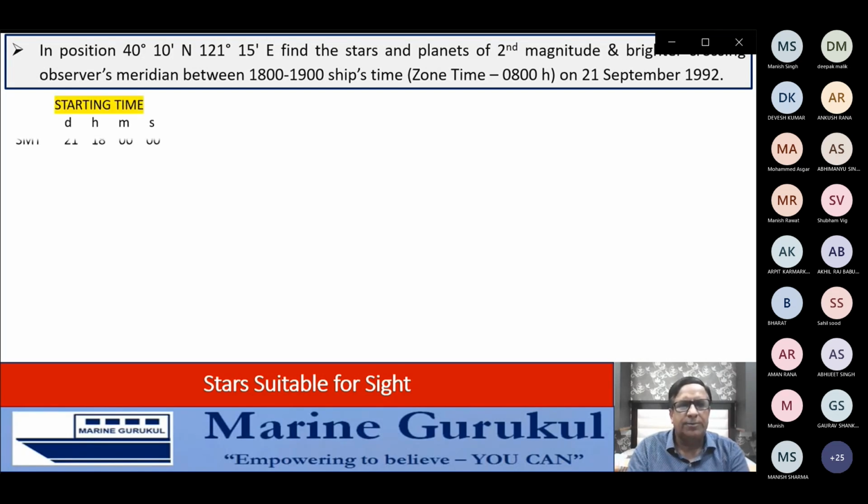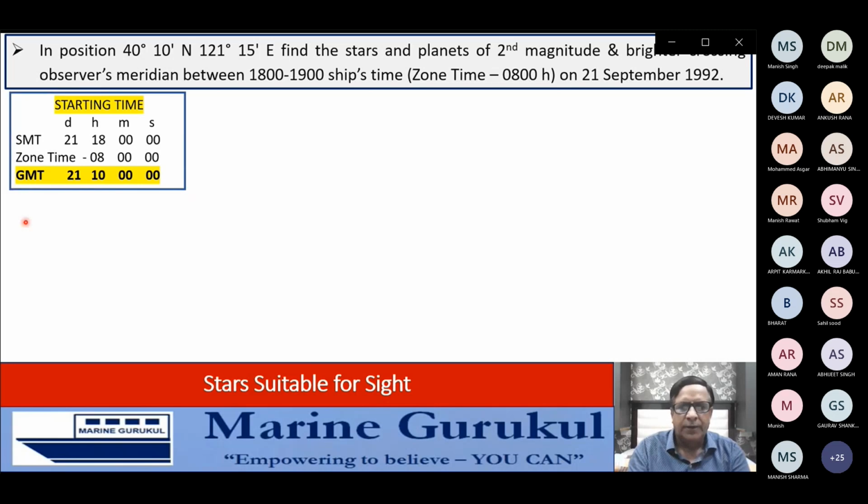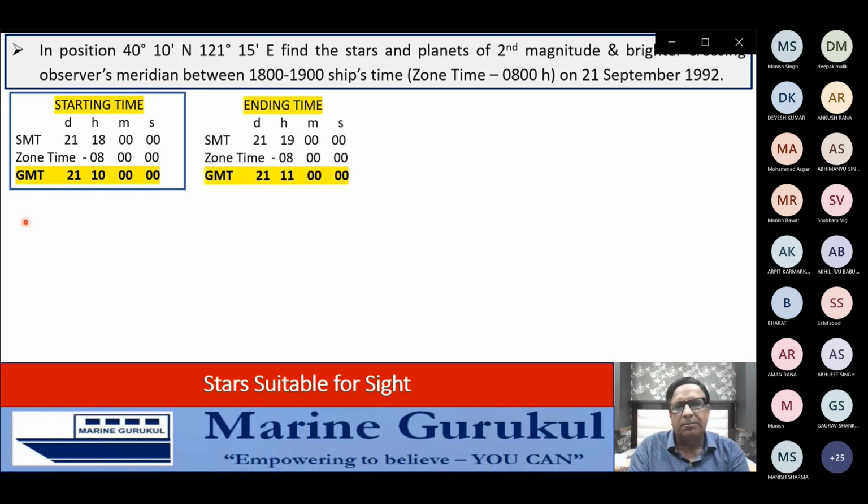So the starting time, ship's mean time, is 21st day, 18 hours. Zone time -8, and we get GMT, longitude is not needed here, 21st day, 10 hours, 0 minutes, 0 seconds. So we get the GMT at the commencement of the interval. Likewise, we calculate the GMT at the end of the interval, 21, 19 hours, 0 0. Zone time -8, and we get GMT as 21st day, 11 hours, 0 minutes, 0 seconds.